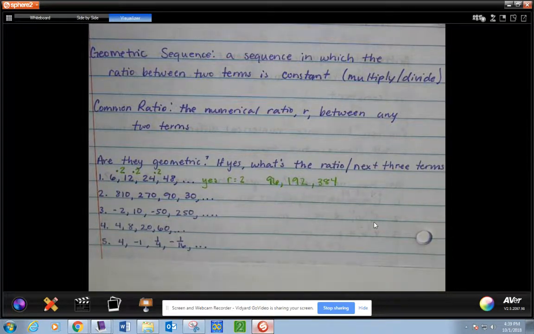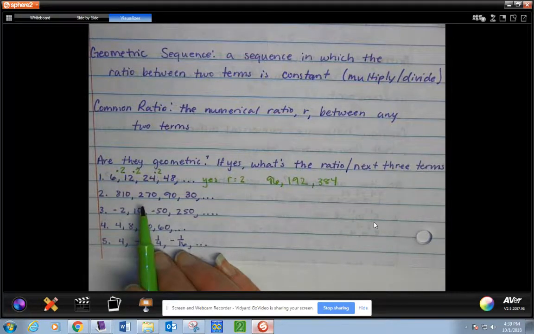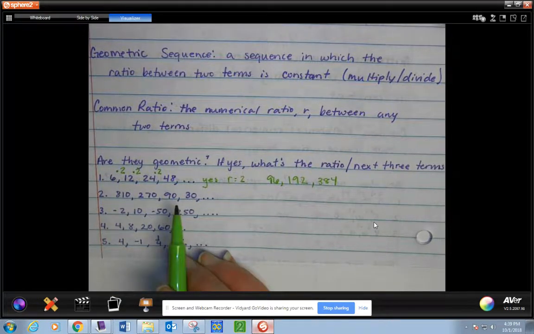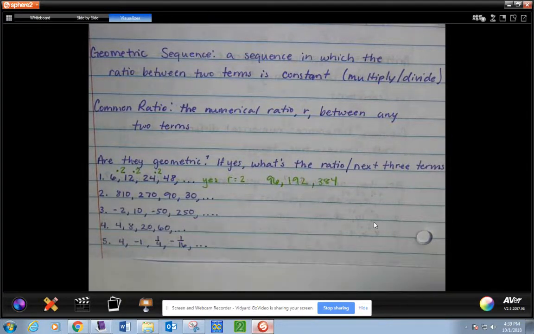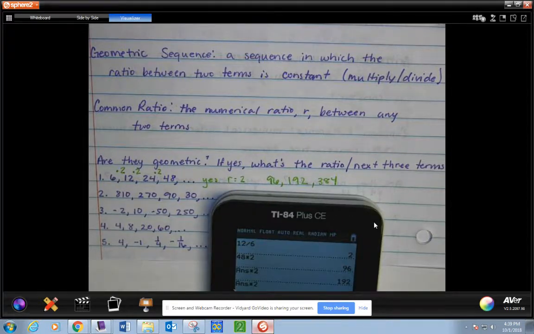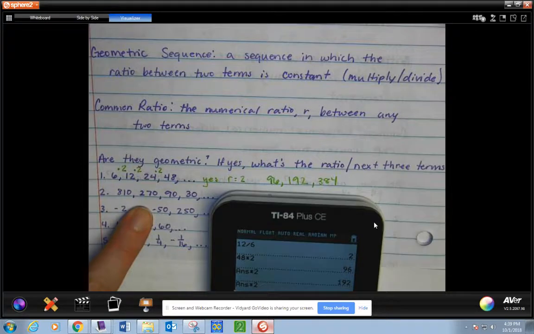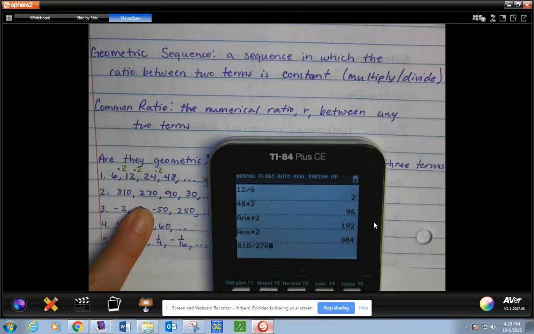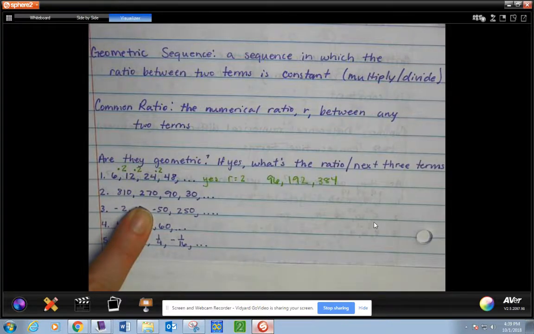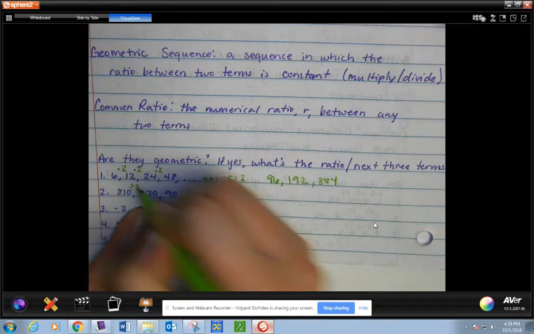Okay, when I look at example 2, I have 810, 270, 90, and 30. This time my numbers are getting smaller. Since my numbers are getting smaller, that means I'm dividing. Well, to figure out what you're dividing by, since they're getting smaller, you take the first number and divide by the second number. And I'll move that up so you can see it. 810 divided by 270. And when I do that, I am dividing by 3.